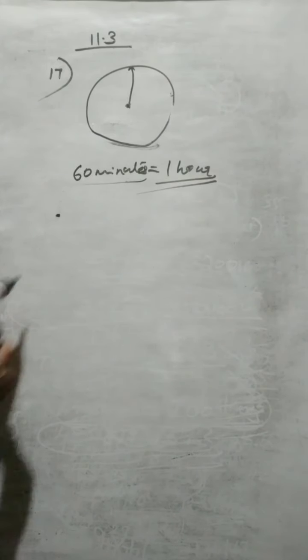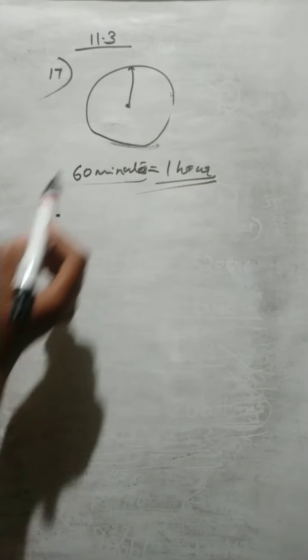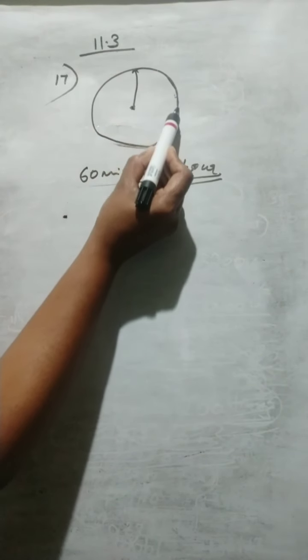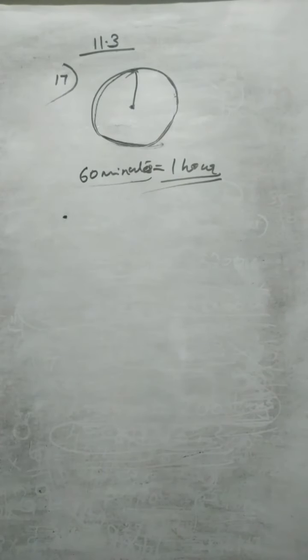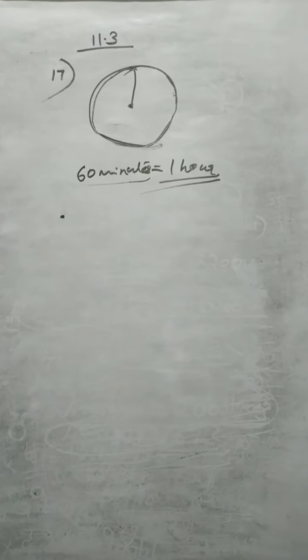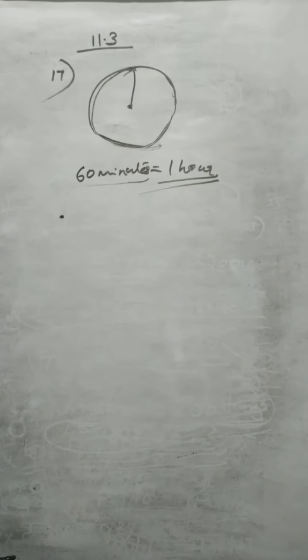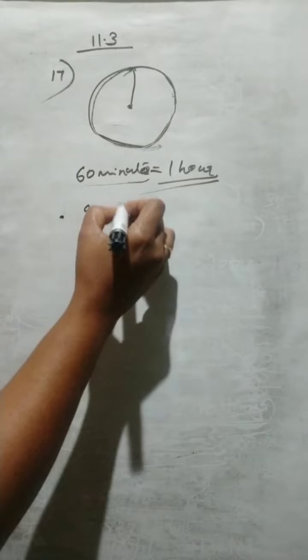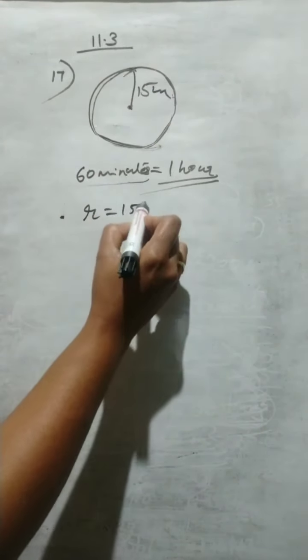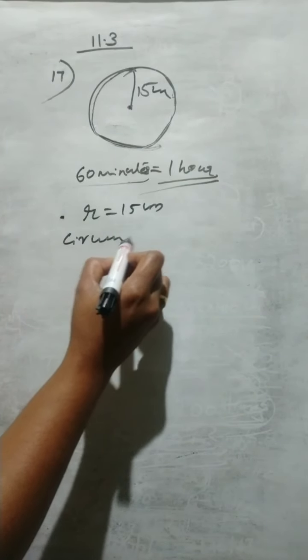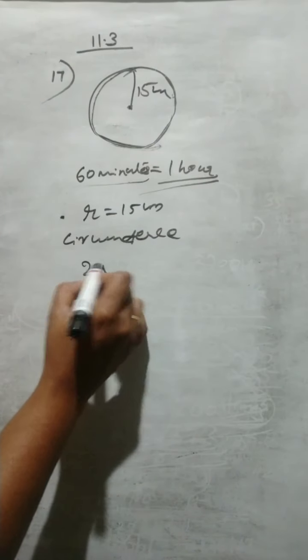So we know that 1 hour is equal to 60 minutes. So this wants to reach 60. That will be up to here itself. So we have to find the circumference of the circle. That will be the distance covered by this minute hand. The radius is given, that is 15 centimeter. The circumference of this circle will be the distance covered by the minute hand. So 2 pi r is the equation.